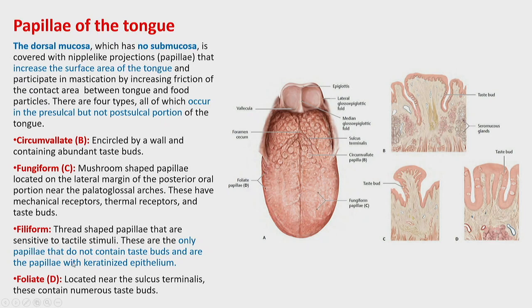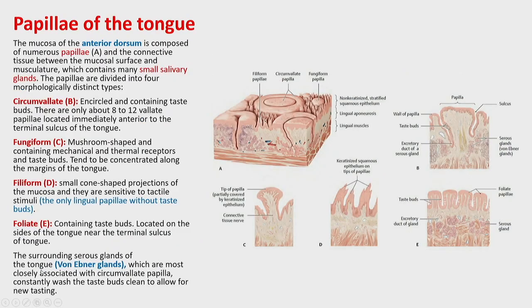This is the papilla that is the only one that doesn't contain taste buds. In this case, it's covered by keratinized epithelium. So this is the exception, and the other papillae, as you see, contain the taste buds. These are the details of the papillae that we discussed already.